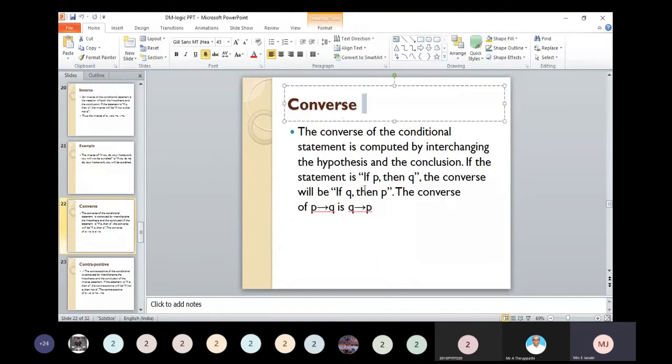And we will see the converse. The converse means what? The converse of the conditional statement is computed by interchanging the hypothesis and the conclusion. This is said to be the converse. So whenever the given statement is, if P then Q, what about the converse? You have to interchange the places of the conclusion and the hypothesis. In this case, P is the hypothesis and Q is the conclusion. Take the interchange, and now this is: if Q then P. This is the converse. So whenever P conditional Q is the given statement, the converse of the statement is Q conditional P.